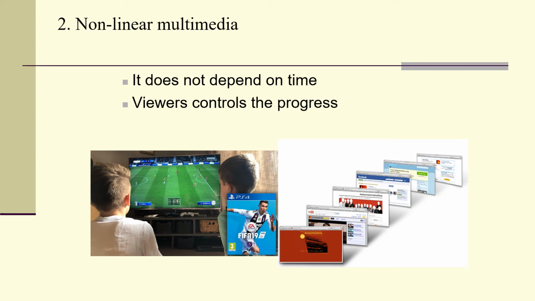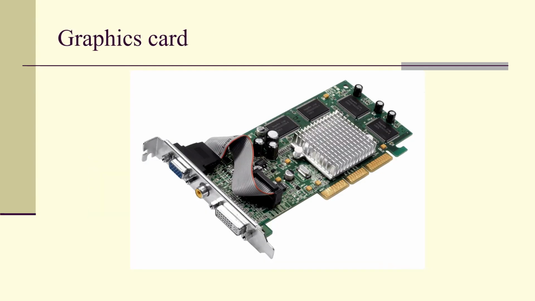Nonlinear multimedia does not depend on time. Viewers can control the progress. When you use computer or mobile phone, you give commands using visual images or icons on the monitor. How are these images displayed on the monitor? The commands are controlled by the graphics card. It is also called video card, display card, or graphic adapter.